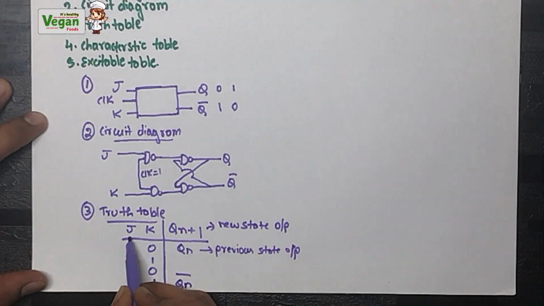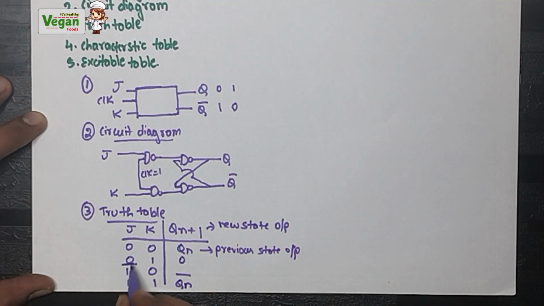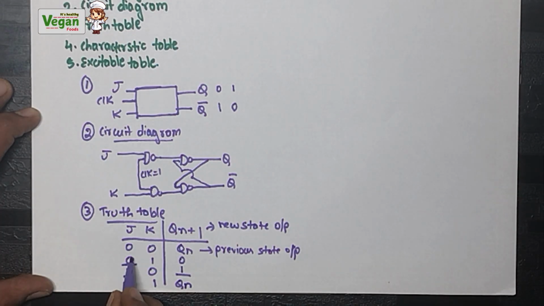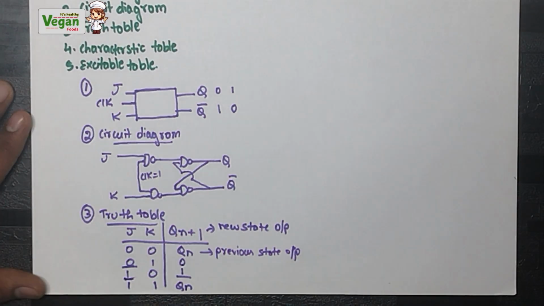Now, if J and K values are different, write the J value as output. If J value is equal to 0 and K value is equal to 1, write the J value. If J value is equal to 1 and K value is equal to 0, write the J value. So, if same inputs, that is 0, Qn. If 1, Qn bar. If J value is equal to 0, output will be 0. If J value is equal to 1, output will be 1. Simple.